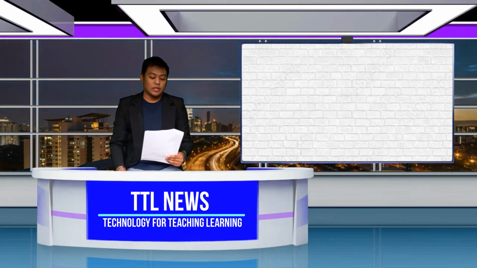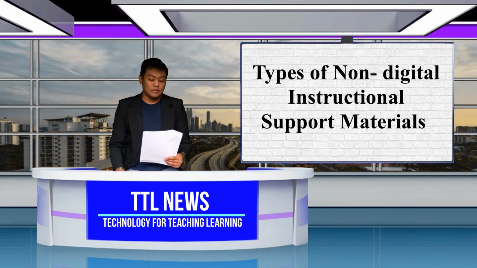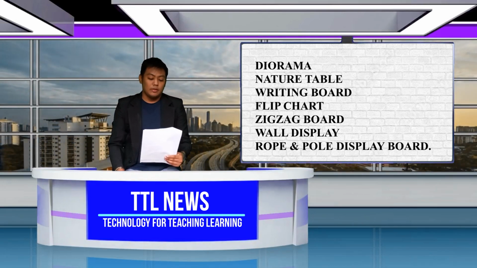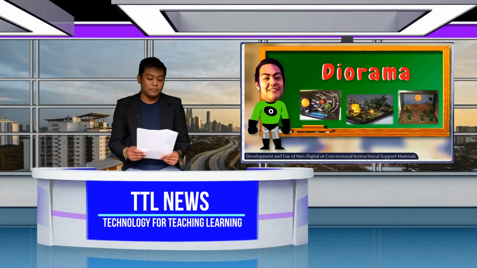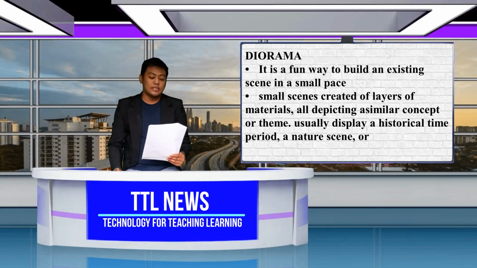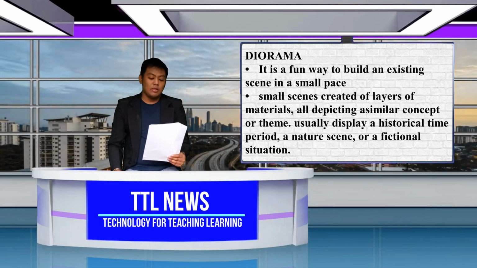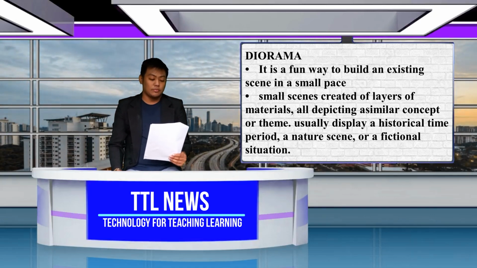In this core subject, types of non-digital instructional materials, support materials is discussed, such as diorama, nature table, writing board, flip chart, zigzag board, wall display, and rope and pole display board. First, diorama. It is a fun way to build an existing scene in a small space. Small scenes created of layers of materials, all depicting a similar concept or theme. Usually display a historical time period, a nature scene, or fictional situation.